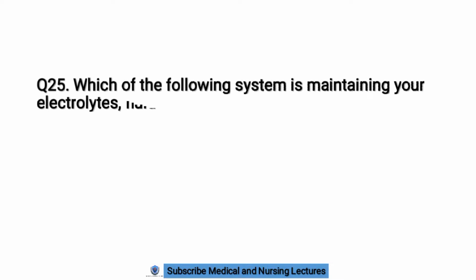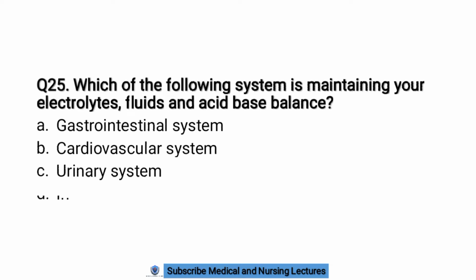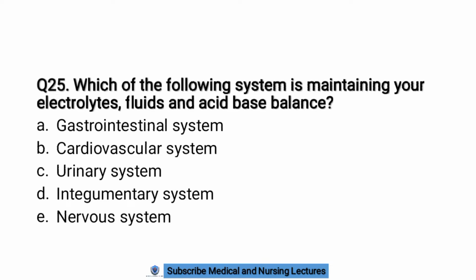Which of the following systems is maintaining your electrolytes, fluids and acid-base balance? Gastrointestinal system, cardiovascular system, urinary system, integumentary system, and nervous system. Here the correct option is option C, urinary system.